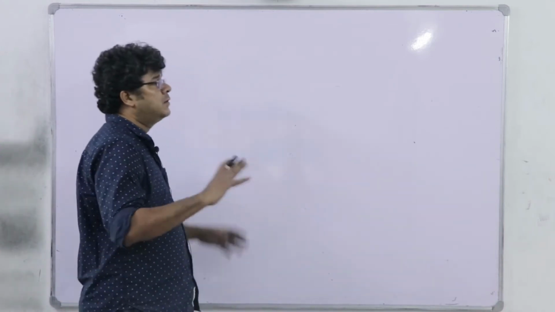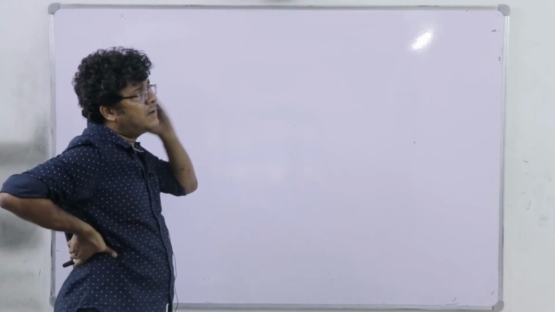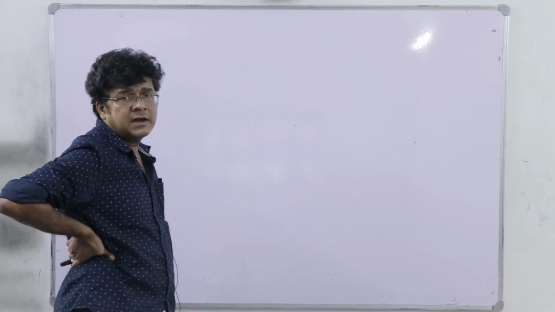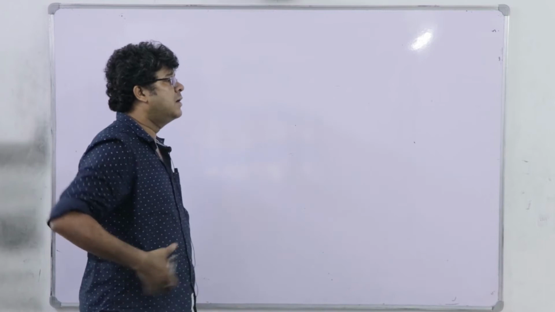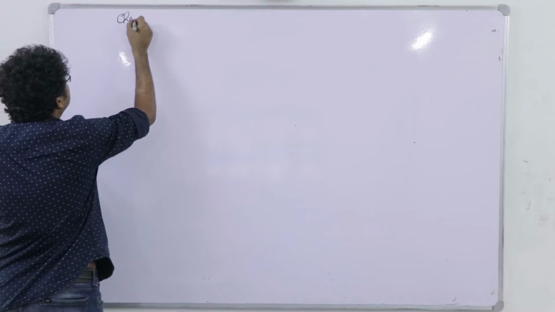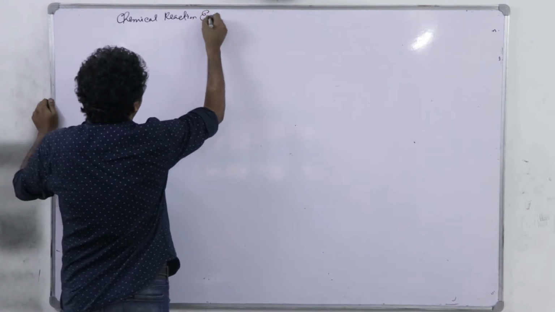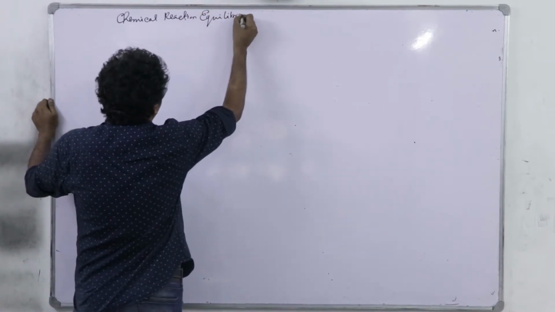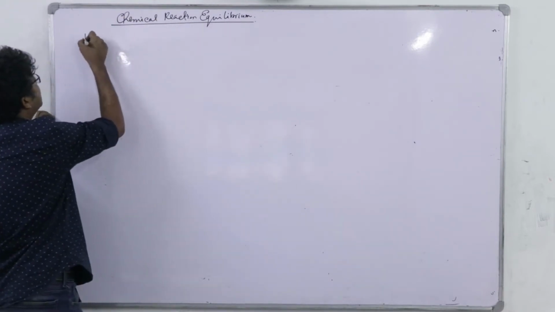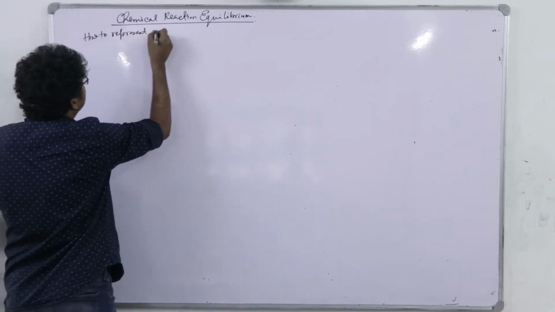Now, before we go into this thermodynamic analysis, let us have some basic understanding. Though I have covered a bit of it in the calculation regarding standard heat of reaction, I am revisiting that topic. In chemical reaction equilibrium, as we are trying to discuss this reaction, the first question is how to represent a chemical reaction.